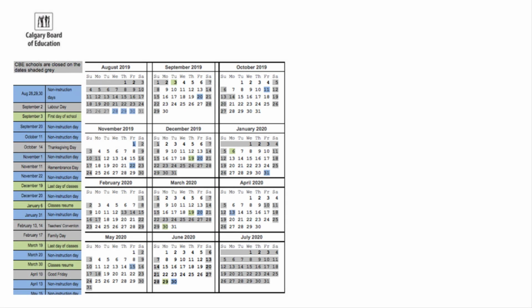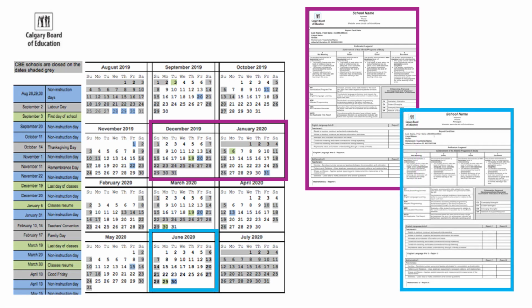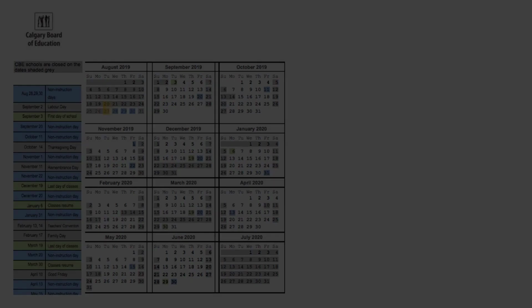The learning progressions outlined in the guides will be applied differently at the time of the December-January report card compared to the June report card. In both cases, teachers report on what they have taught and assessed in that reporting period.